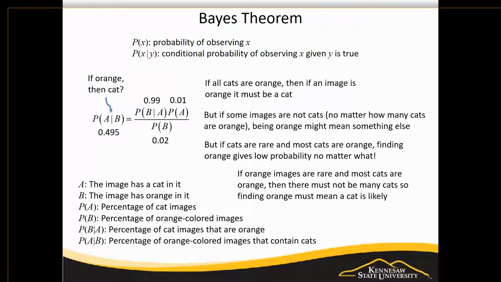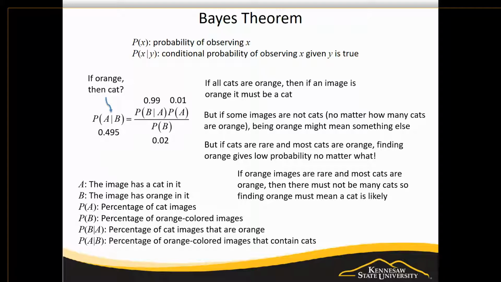Okay? Now, what's the point of that? The point of that is that if we can easily measure these things, we can get this thing that might be harder to measure. Okay? So what might we need to measure over here? We need to know, of all of the images, how many things are cats. If we got a training set, we can get that pretty easily. And of all these training images, how many of them have orange in them?